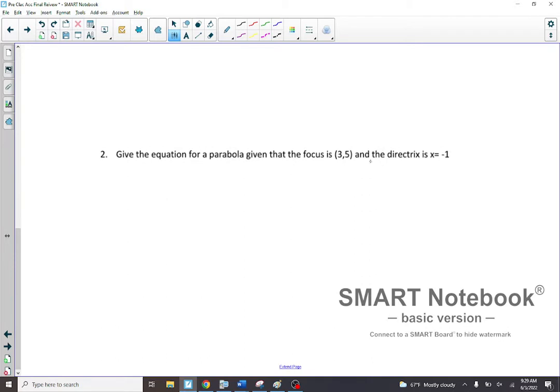Here, give the equation for a parabola that has a focus at 3, 5 and the directrix is x equals negative 1. On a graph, the negative 1 line would be over here, and the focus will be here. So the vertex should be somewhere in between. If it's between negative 1 and 3, the vertex is going to be 1, comma 5. So this will be the vertex.